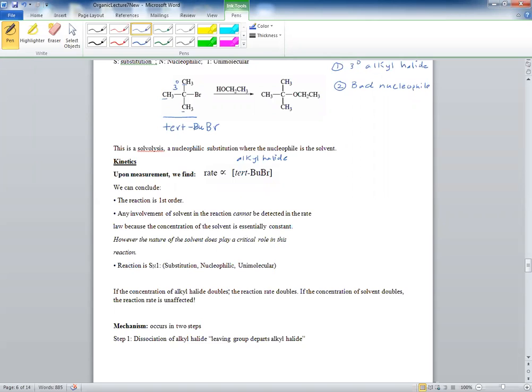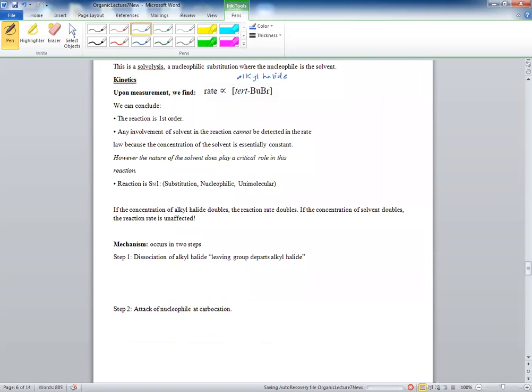We will find out, especially when we talk about polar aprotic and polar protic. So again, the reaction is SN1, substitution, nucleophilic, and unimolecular. If the concentration of the alkyl halide doubles, the reaction rate doubles. If the concentration of the solvent doubles, the rate is unaffected because, again, it's constant, doesn't play a role. So let's look at the mechanism. What does the mechanism look like?